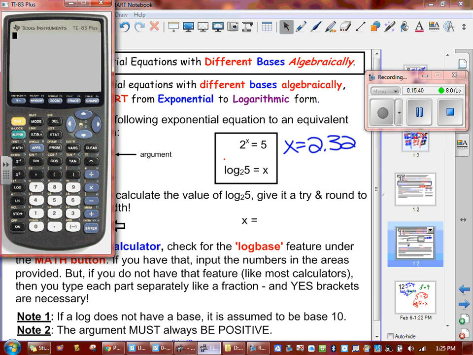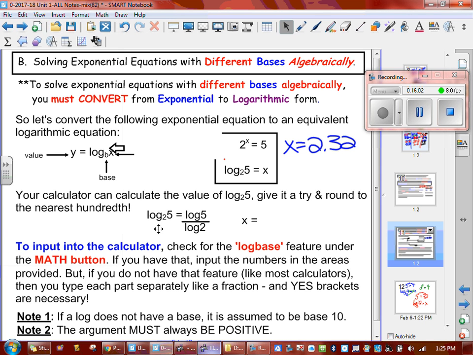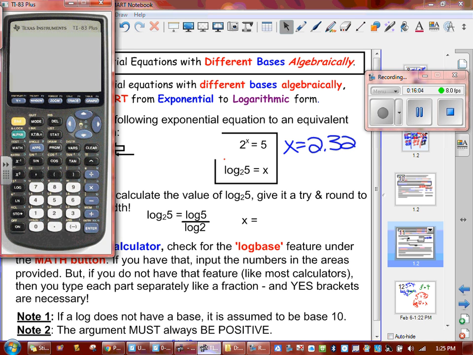And you should get 2.32, yada, yada, yada. Okay? The rest of us, watch how we put it in. So what we're going to do is input it as a fraction. What that means is log gets split twice. So we write it as a fraction, and we're going to have the top number, the big number, it's called the argument. So the 5 goes first, then the 2. So log 5 divided by log 2.